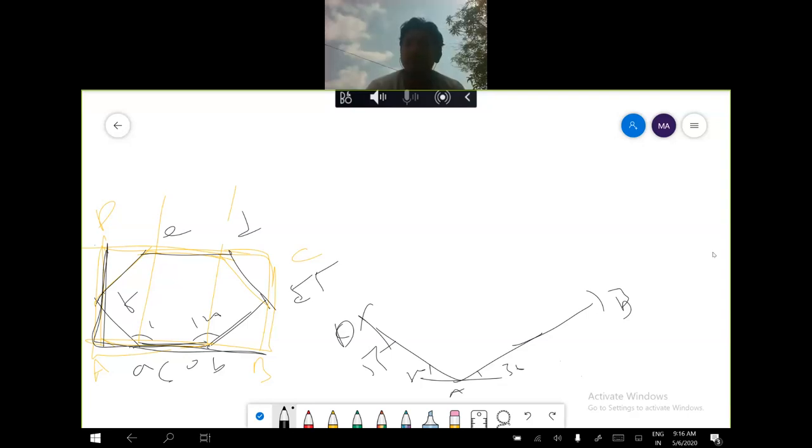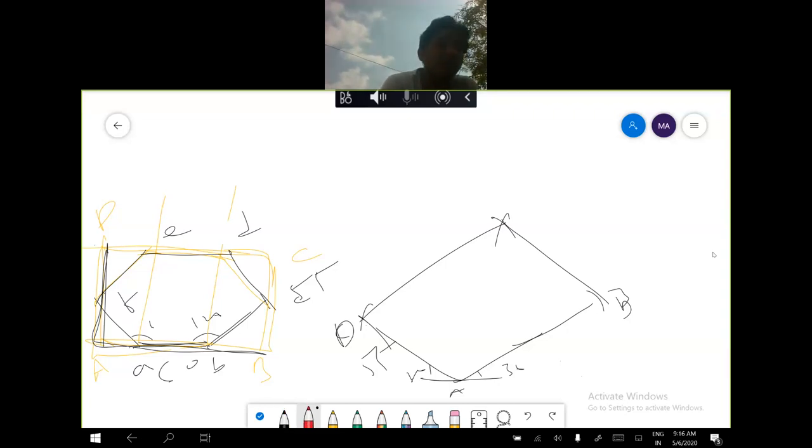So after that, from B I will take again cut 55. From here I will cut 60. Join this one. Understand? Then insert this hexagon here. From A to A I will measure here and cut an arc here. I will get a point.